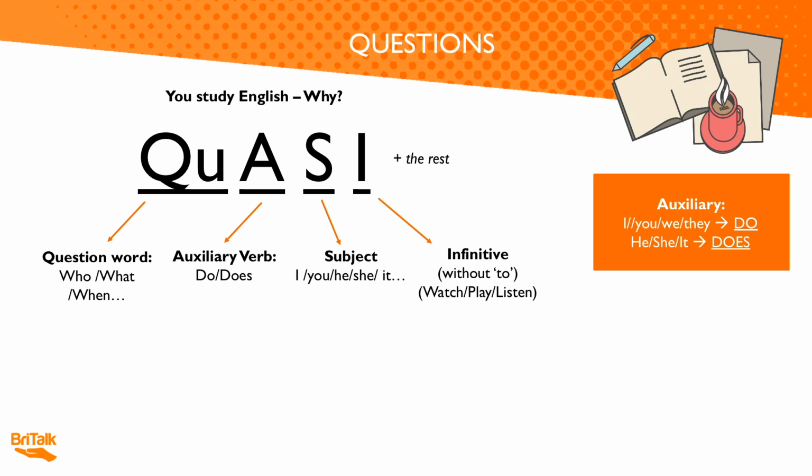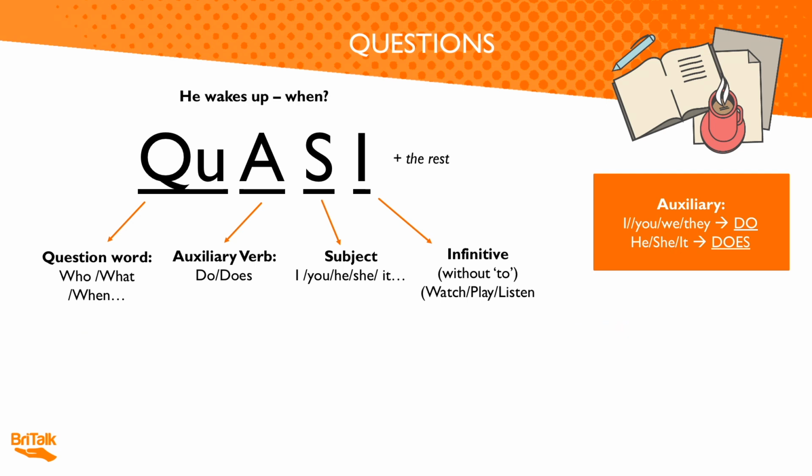Our question word is why. Our auxiliary verb is do because we are using the subject you. The subject is you and the infinitive is study and the rest English. Why do you study English? Perfect. Let's look at some more examples.